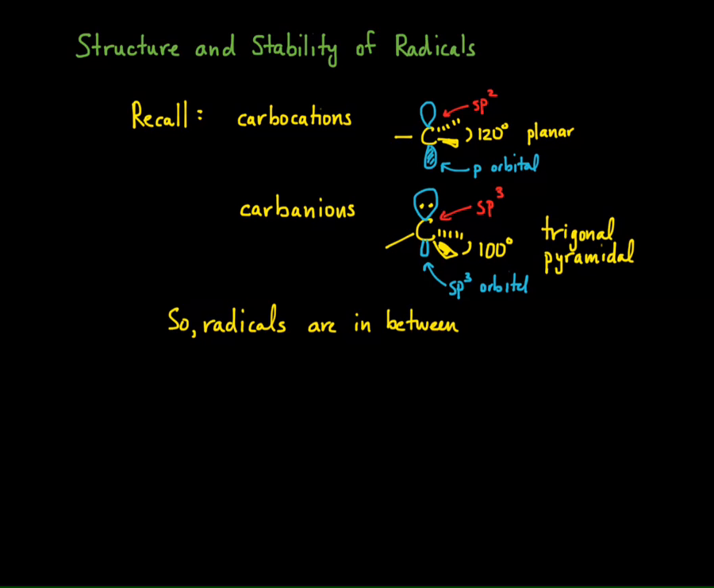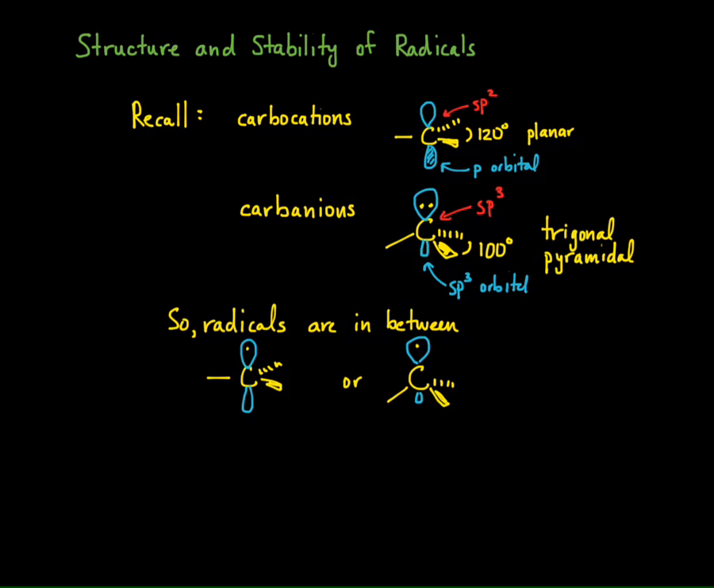If we think about radicals, the difference between a radical and that of a carbocation and carbanion is simply one electron in either system. So radicals have to be somewhere in between the shape of a carbocation and that of a carbanion. And when we think about it, we can think about it as being either sp2 hybridized, so it would be trigonal planar, or sp3 hybridized, in which it would be trigonal pyramidal.